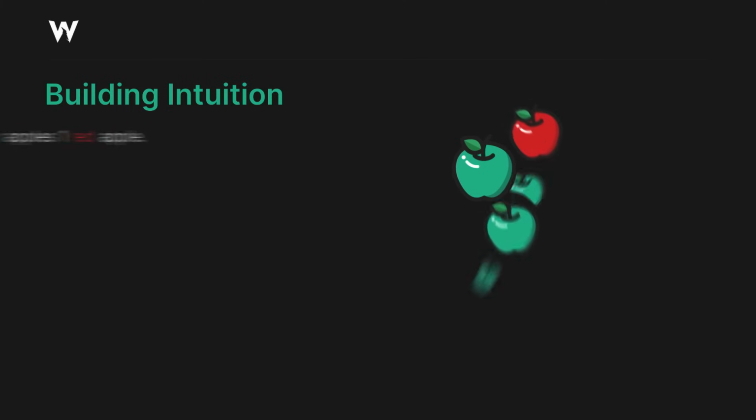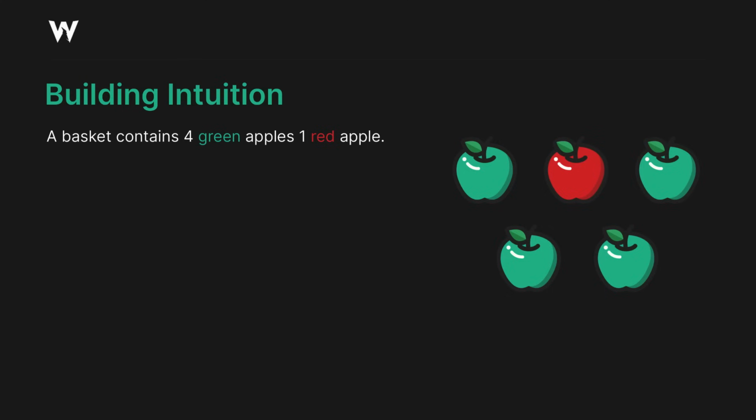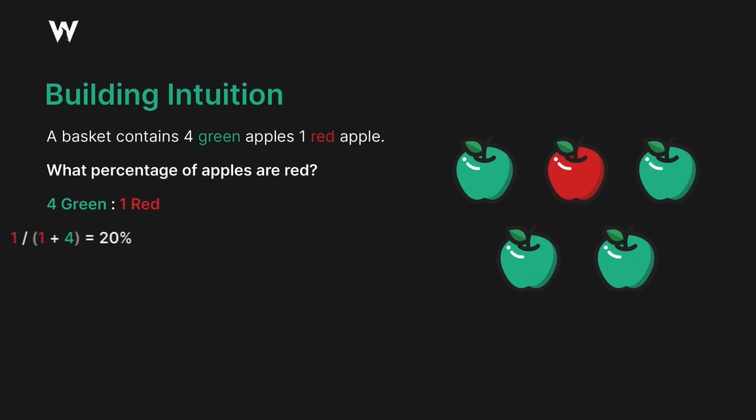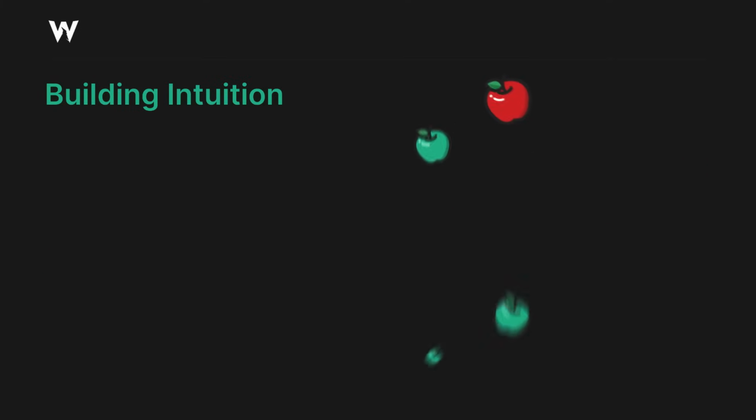A basket contains 4 green apples and 1 red apple. What percentage of apples are red in this basket? Well, hopefully just by looking at this picture, you can say, well, it's 1 in 5 apples, 20%. There are 4 green apples for every 1 red apple. 1 over 1 plus 4, or 1/5, is 20%. So you can just think of it in terms of simple things like this, right?